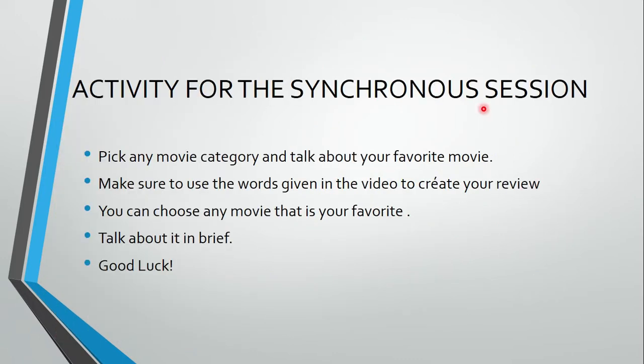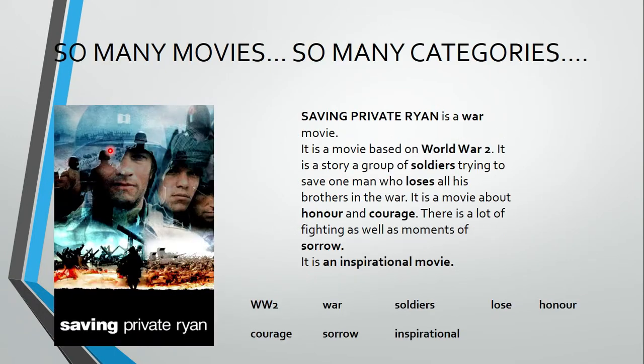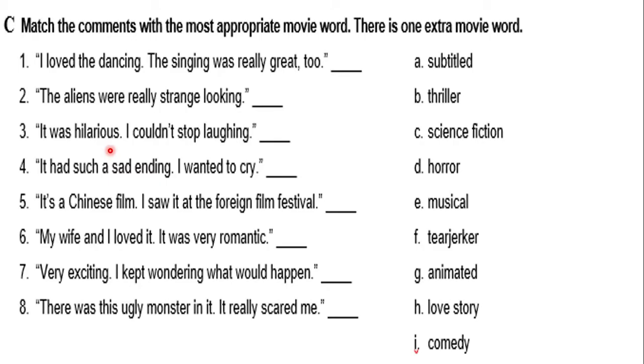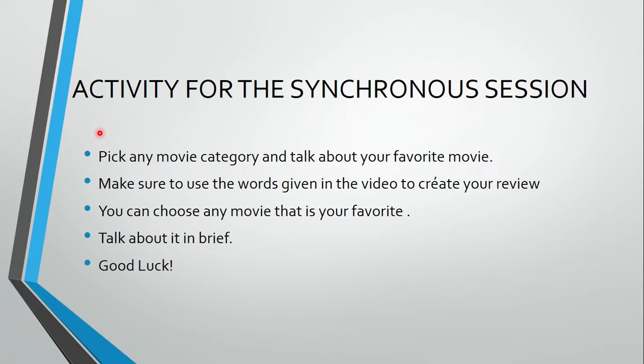Okay, so this is that activity that I want you to do for the next synchronous session that we see each other. Okay, next week. Pick a movie category and talk about your favorite movie. You have to make sure to use the words given in the video to create your review. You can choose any movie that is your favorite, talk about it a little bit in brief, and good luck. So you have to do something similar like we did with the movies. You have to tell me what it is about and what type of movie it is. Okay? So remember, this is for last class. I'm gonna ask you for any category, and you have to make sure that you use the words that I gave you.